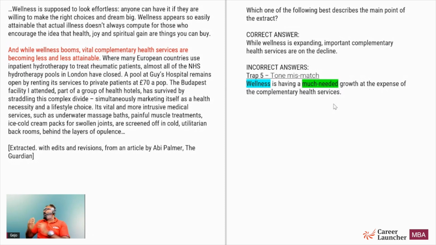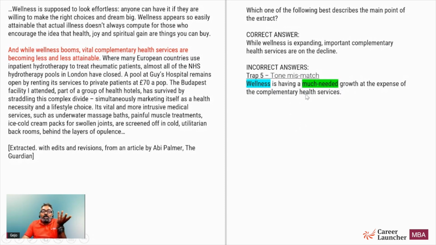That's like saying, wellness, awesome, you're growing, I love it, I love it. The author has not said that. If you remove the words much needed, everything else will be okay: wellness having growth at the expense of complementary health services, which is fine. But the words much needed have added an opinion, and that opinion the author does not state. That is not the tone. Tone means the attitude of the author, and it is not there.